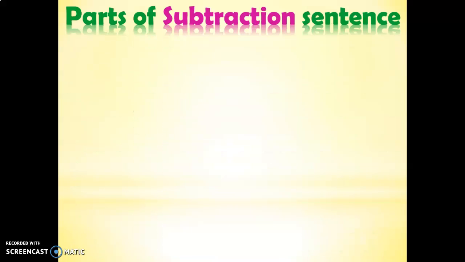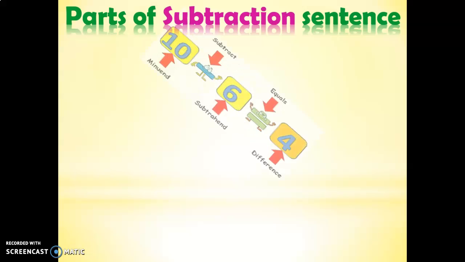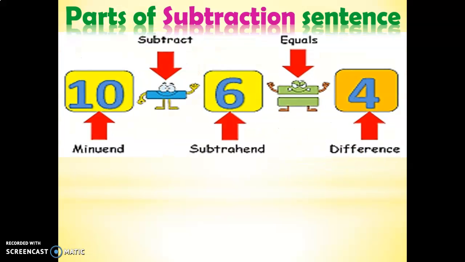Now, whenever you have to answer a subtraction equation, it is a good thing to understand the parts of a subtraction sentence. In our example, we have 10 minus 6 equals 4. The number 10 is called the minuend. Number 6 is called subtrahend, and number 4 is called difference.